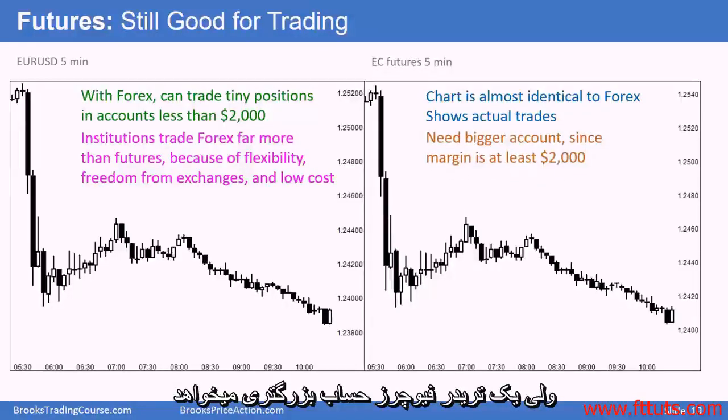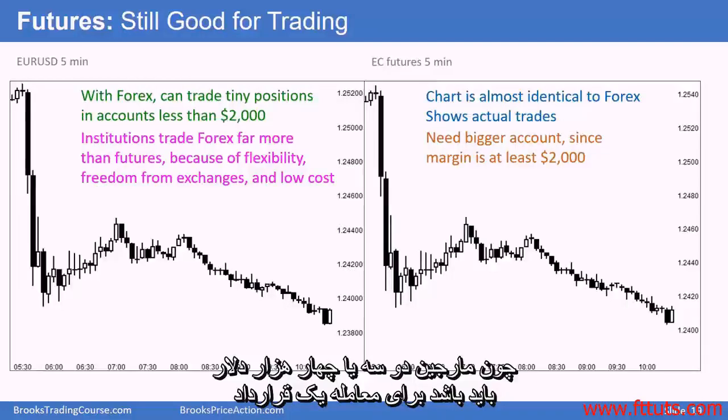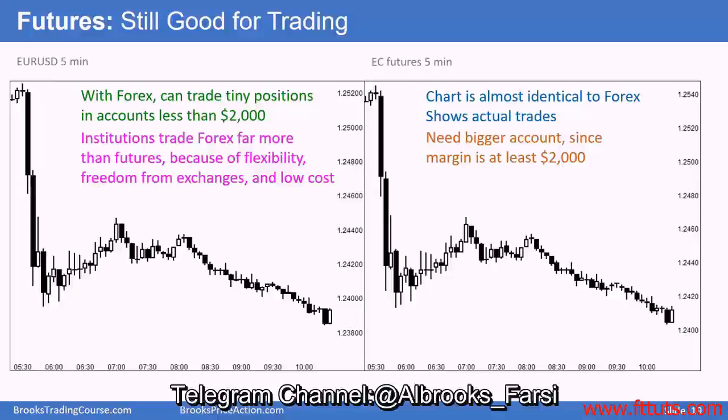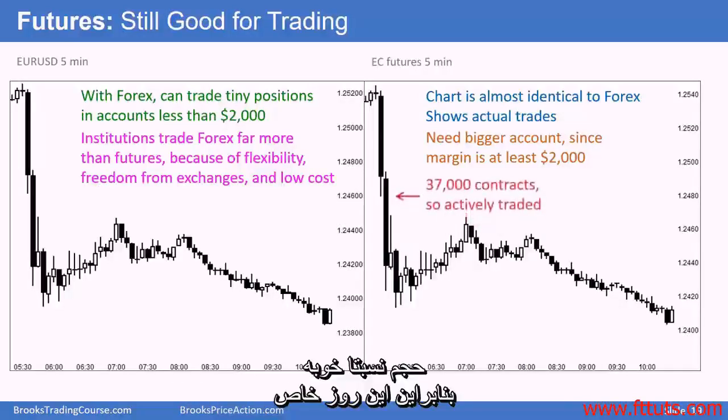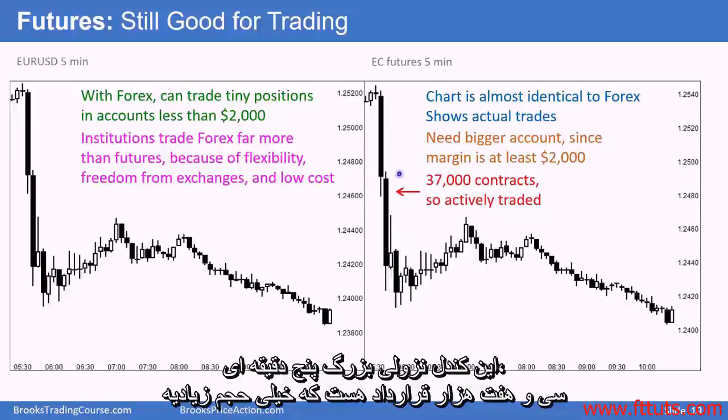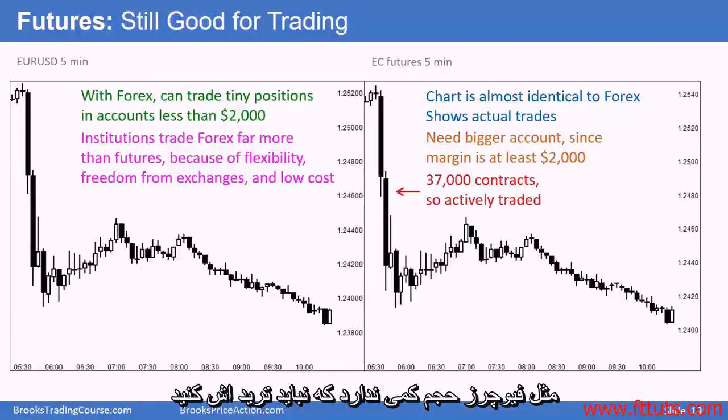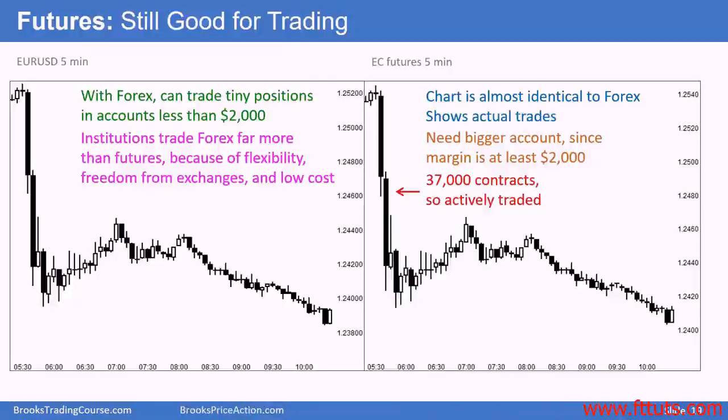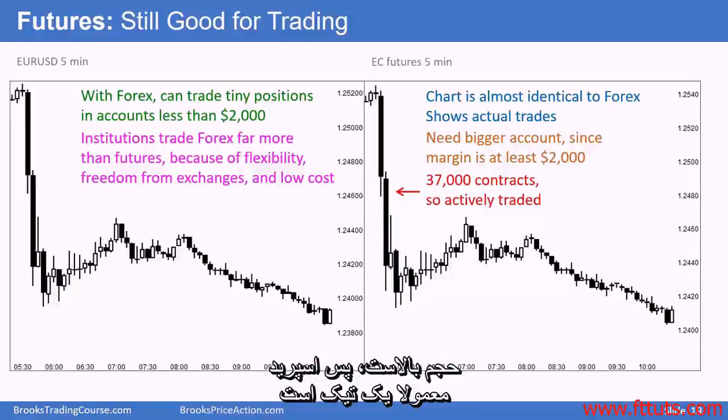But a futures trader needs a bigger account because the margin is always going to be at least $2,000, $3,000, $4,000 to trade one contract. Volume is still very good. So in this particular day, this big bear breakout had a 5-minute bar with 37,000 contracts, which is huge volume. It's not like futures have such thin volume that you should not trade them. The volume is still huge, so the bid-ask spread is usually one tick.